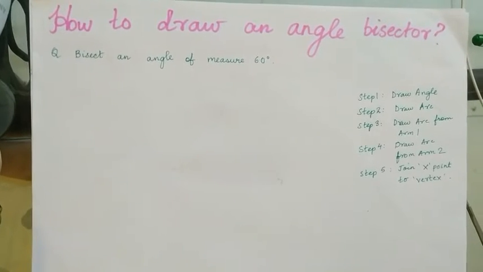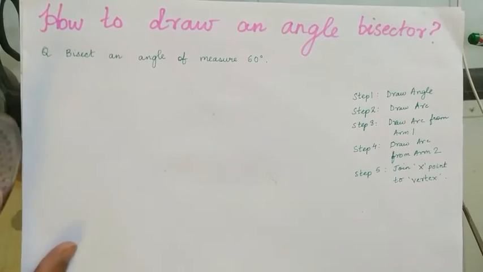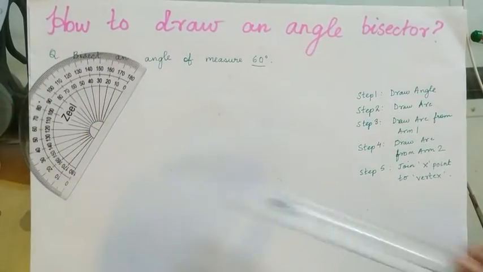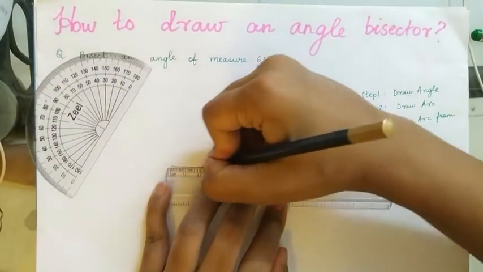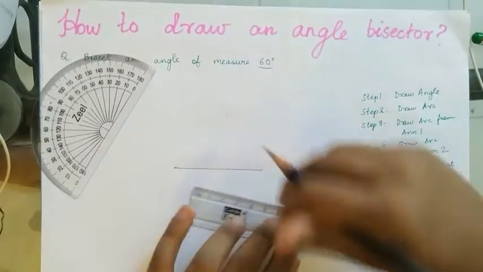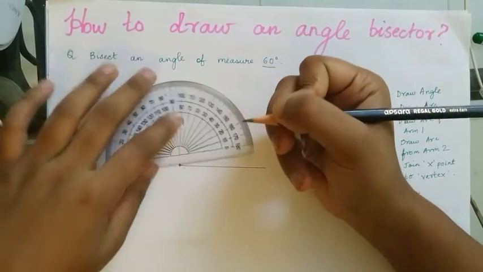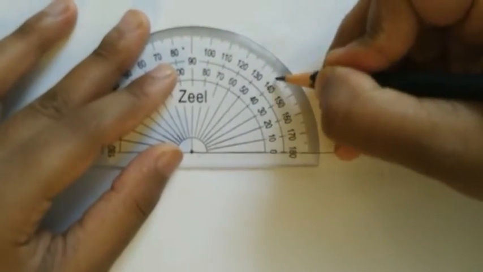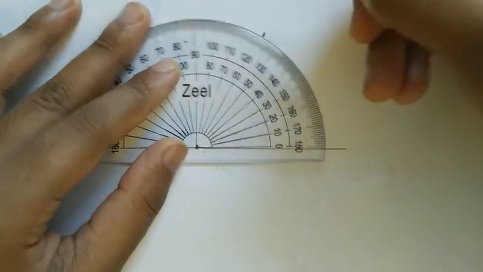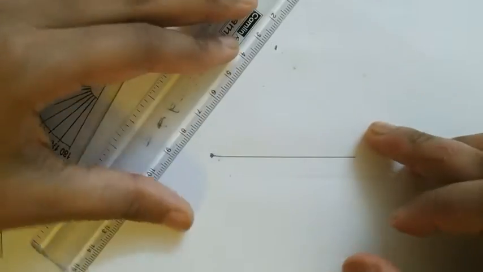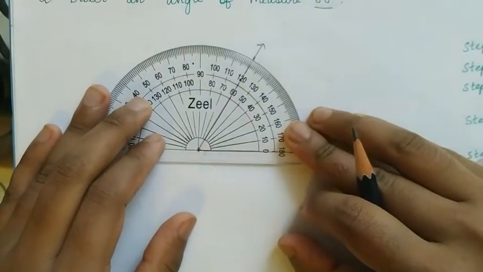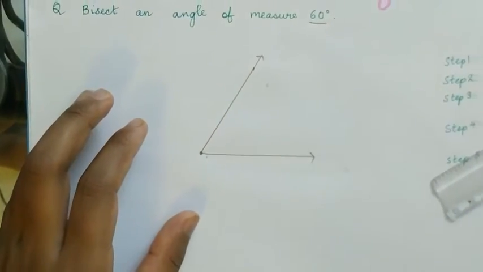To draw an angle bisector, first you must draw the angle. Here we are talking about an angle with measure 60 degrees. So we will draw a line first. Then we'll use our protractor to mark 60 degrees: 10, 20, 30, 40, 50, 60. We will join this point to this one and we have our 60 degrees. We will check once if this is 60 degrees. Yes, it is.